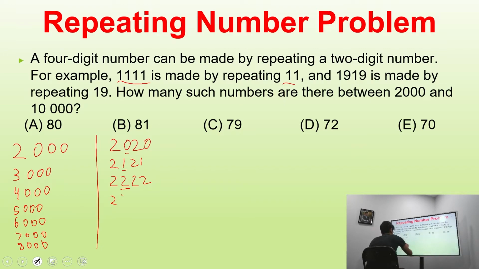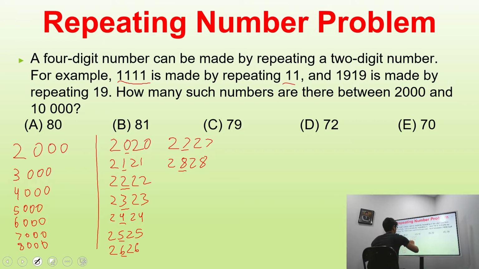So then this one would obviously be 2323, and then this one would be 2424, then this one would be 2525, and then this one would be 2626, and you can see the pattern here, we're just increasing this number each time. So then this one would be 2727, this one would be 2828, this one would be 2929.